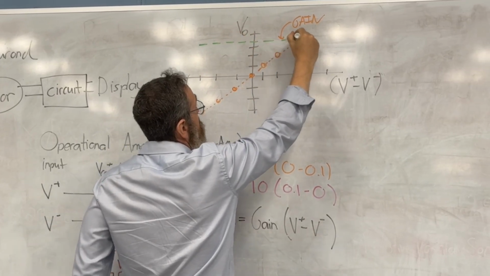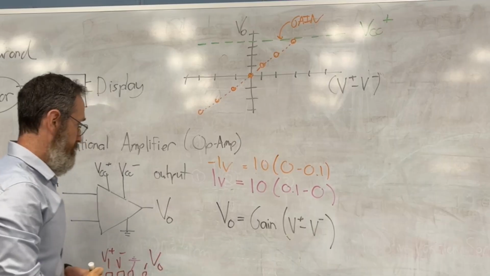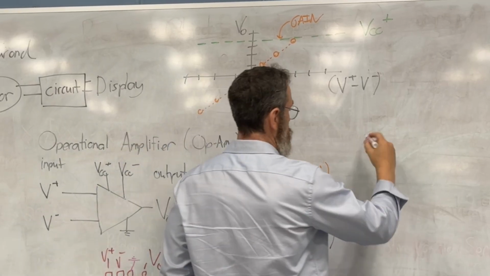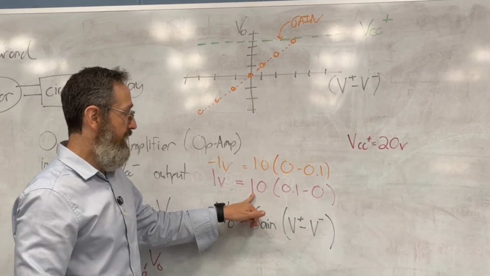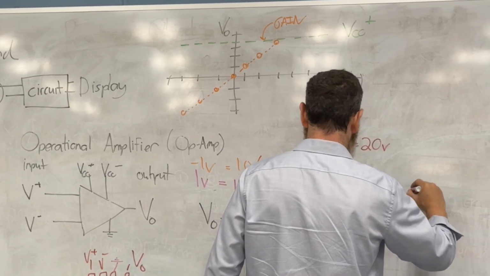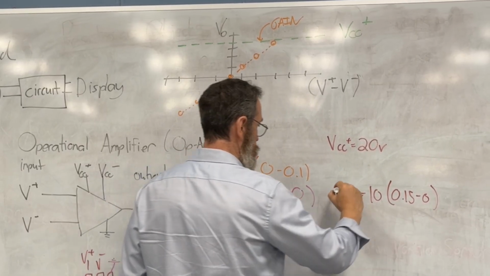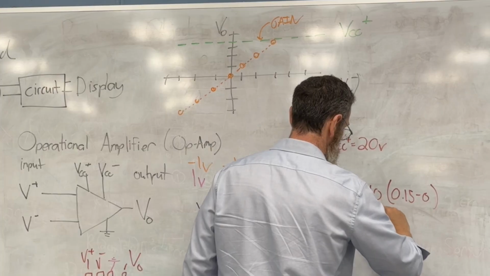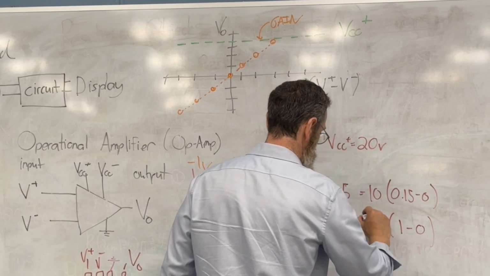This output will start to approach VCC plus. For example, let's say VCC plus is 20 volts, right? So here I'm at 10. And then I'll just show another example. We're going to do 0.15 minus 0 times 10. So now I'm going to get an output of, we have some way to go here, 1.5 volts. Yet another example, 10 times, now I'm going to go to 1 minus 0 volts. Now the output is 10 volts.